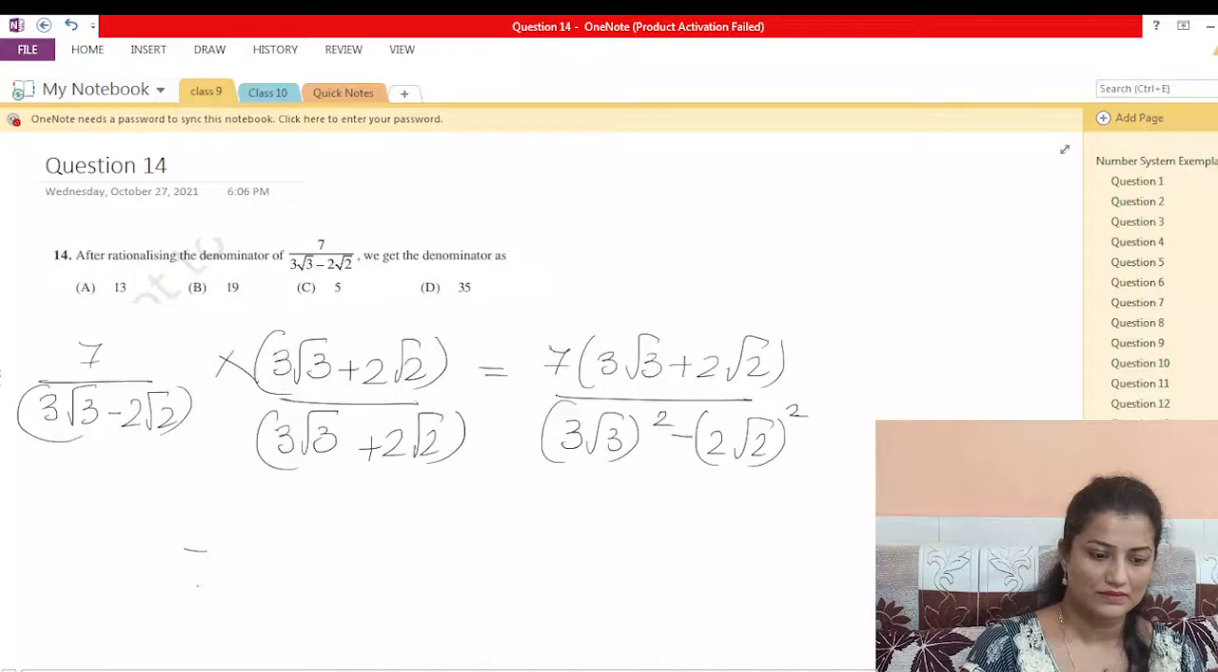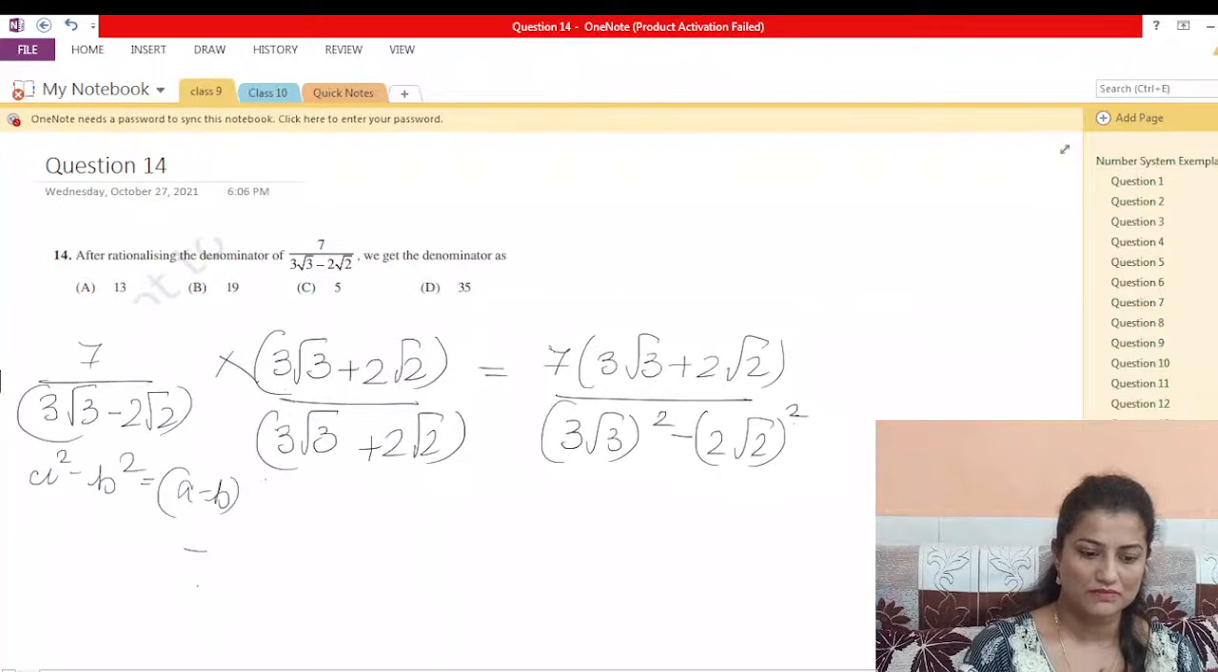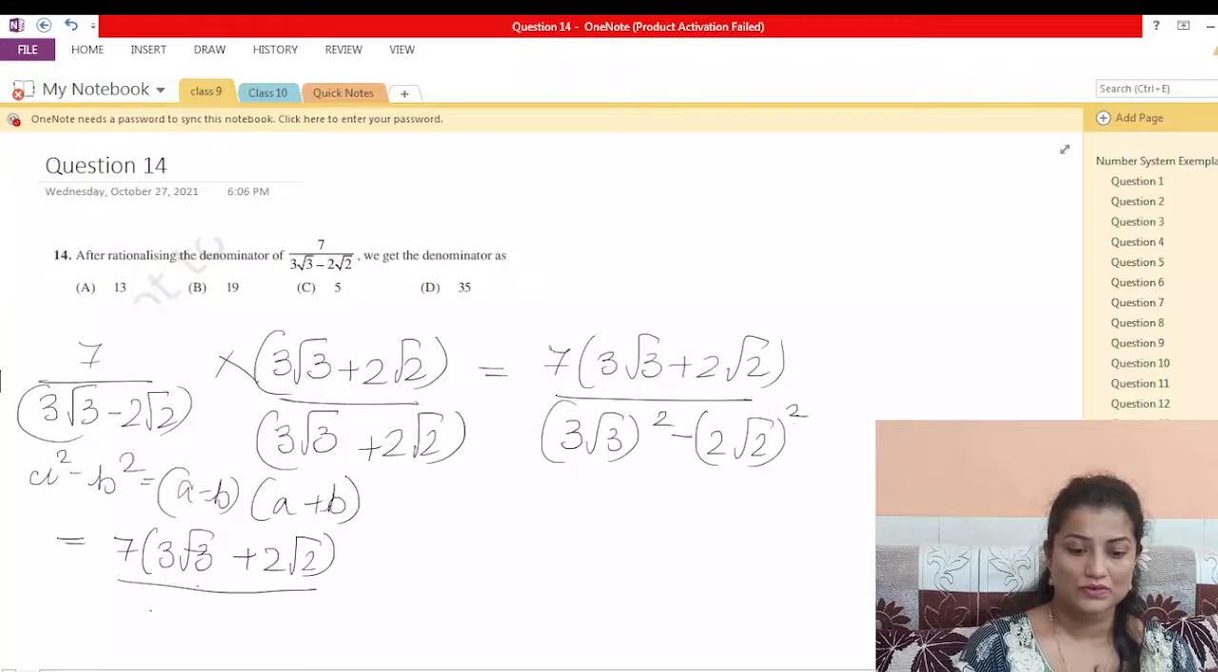using the identity a square minus b square is equal to a minus b into a plus b, same identity, right? So when we solve this, we will be having 7 into 3 root 3 plus 2 root 2 upon, now look here, 3 root 3 whole square. So 3 square is 9 and root 3 square is 3. So 3 into 9 is 27. Now similarly 2 square is 4 and root 2 square is 2. So 4 into 2 is 8.